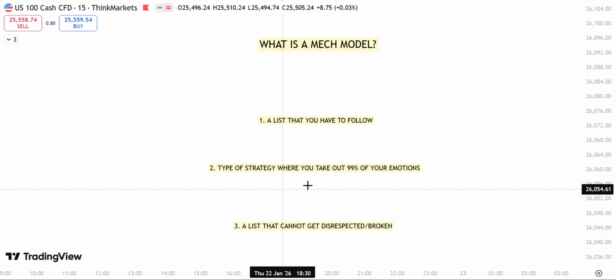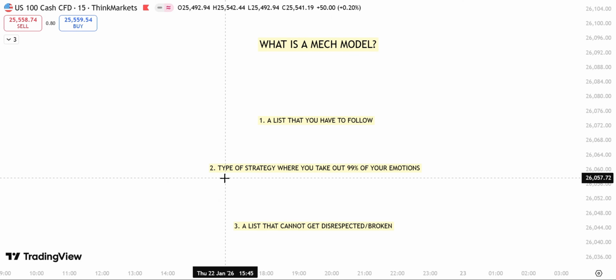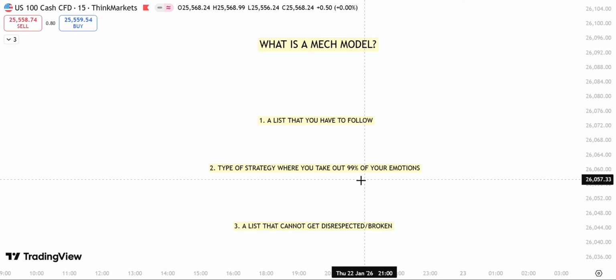The second thing that you need to know about the mech model is that the mechanical model is a type of strategy where you take out 99% of your emotions. Now, why do I say 99% and not 100%? Because there are always going to be that 1% of emotions that can still get in your way, and that thing can really mess up your strategy.